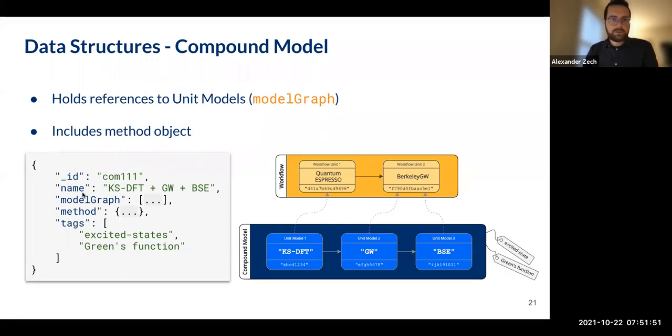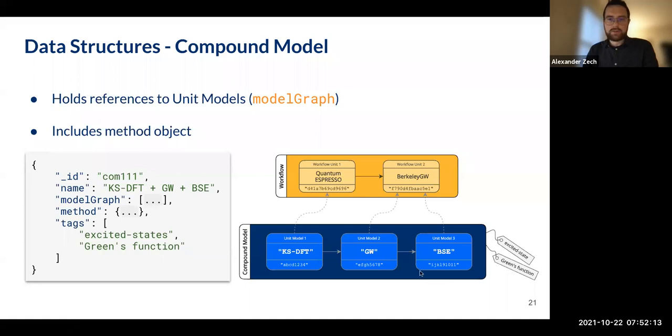But apart from the model graph, we again contain a name, identifiers, a global method object. This will contain method parameters that affect all models, all unit models simultaneously. And again, tags to keep more information about the compound model.